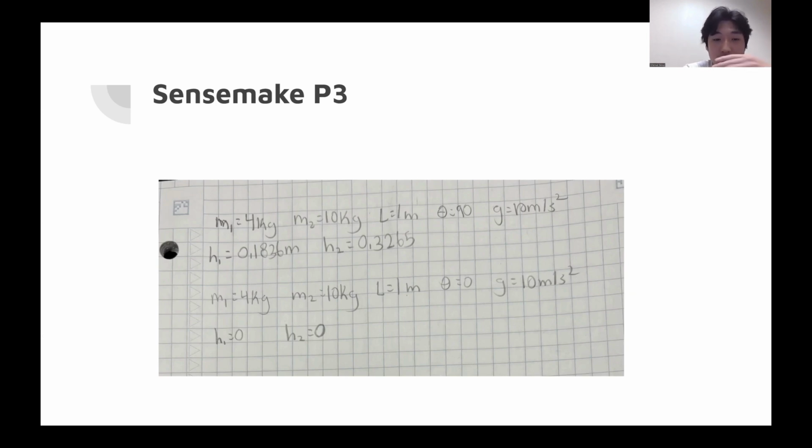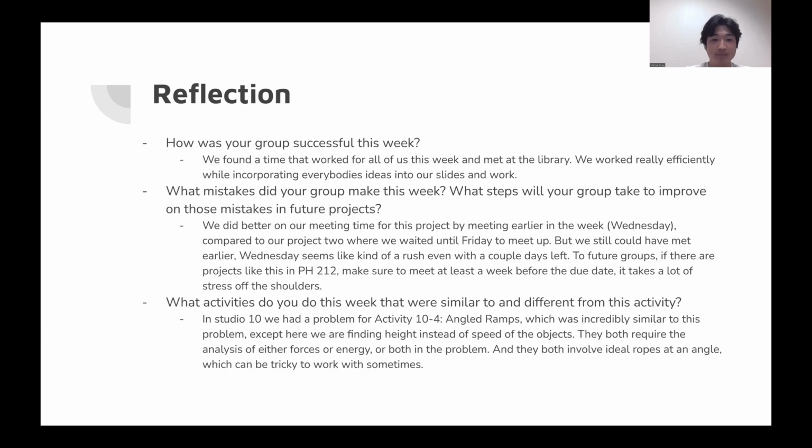And for another extreme case, we had the same exact weight for both the balls, same exact length, but this time our theta value is 0, so both balls are just right here. And for here, we got that both the heights of the balls were 0 because if there's no theta, there's no motion going down, they're both just still right there, so they have a height of 0.